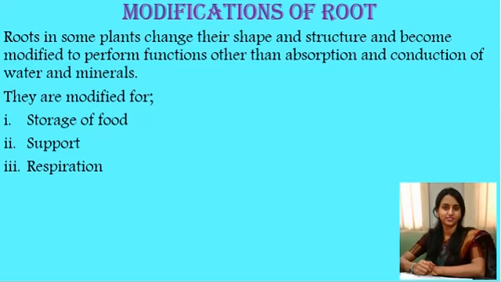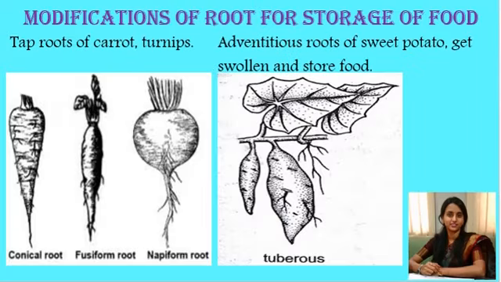The roots get modified for the storage of food, or they might be modified for mechanical support, and in some plants they are modified to perform special functions such as exchange of gases, that is breathing purpose, and such roots are also known as respiratory roots or breathing roots. Now the first one is the modification of root for storage of food.